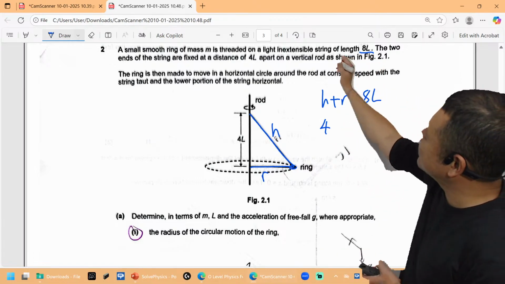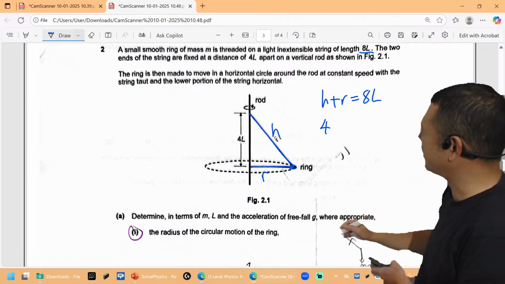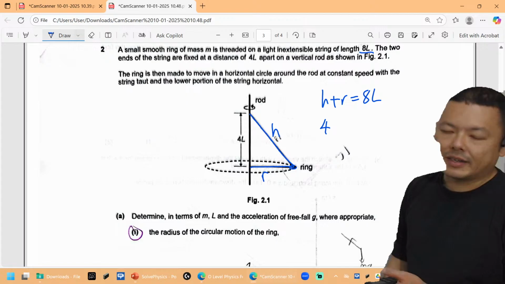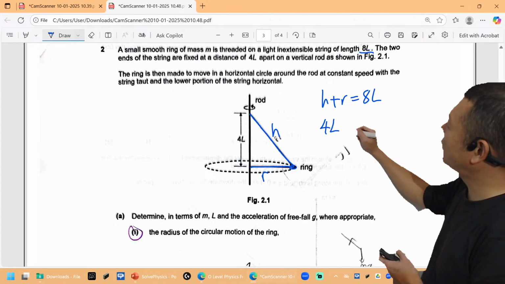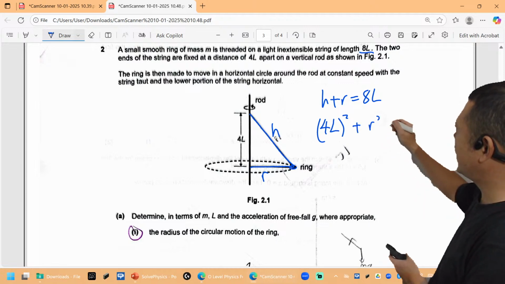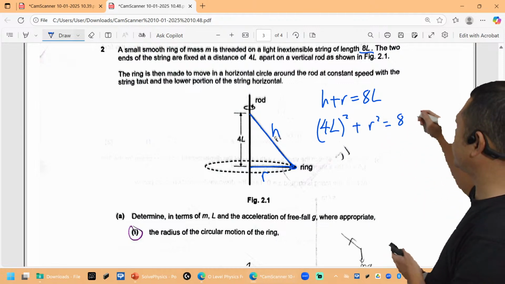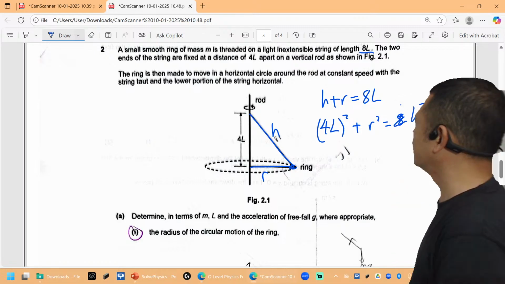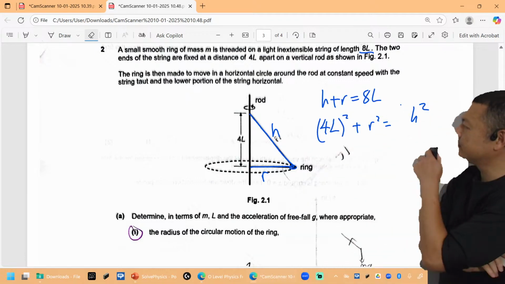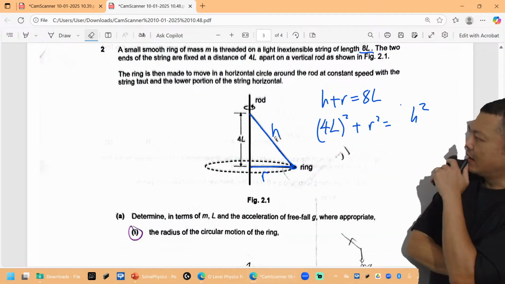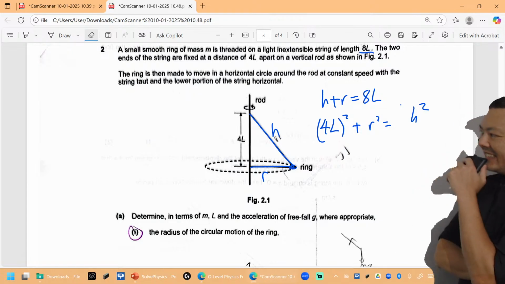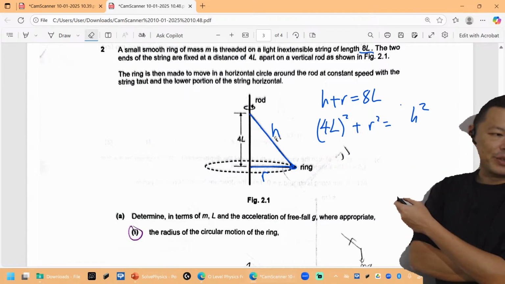The entire length, they say that the smooth ring is threaded through. So in a way, poor diagram. So 4L squared plus R squared equals H squared. And then you have to do some simultaneous equations around here. Good luck. I'm quite sure you know how to do this.